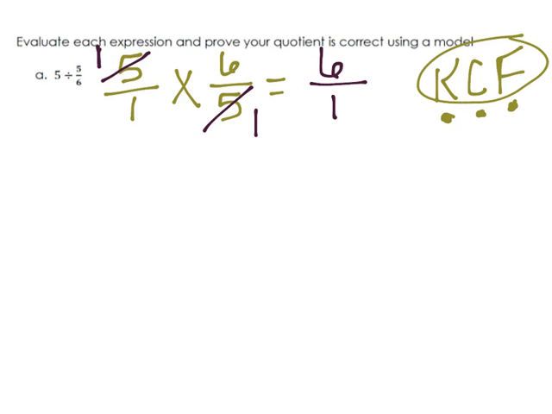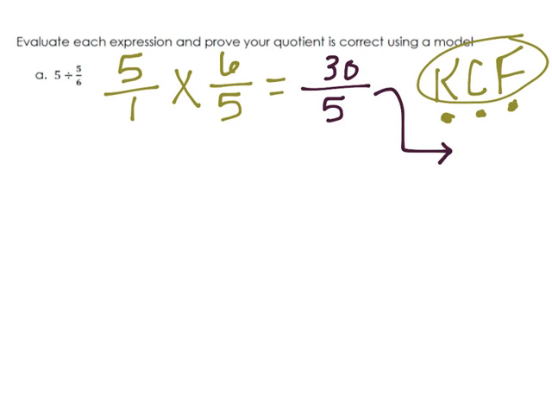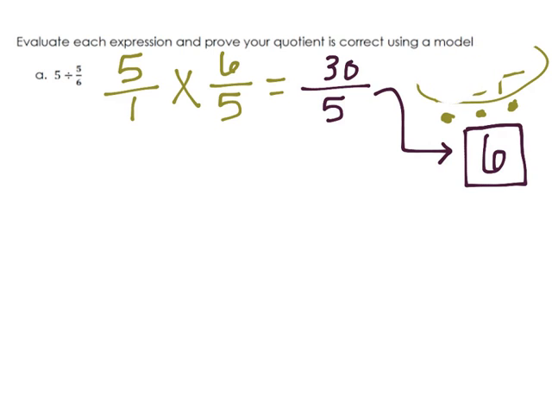Let's say you're like, Miss Bryce, I'm not positive how to cross simplify. We haven't had enough practice. Totally fine. We will practice more throughout this year. So let's back up. 5 times 6, just multiplying straight across, is 30. 1 times 5 multiplying straight across is 5. If I have the fraction greater than 1 of 30/5, I know that I can divide my numerator by my denominator and find that my quotient is the whole number 6. Okay, so either way we found our quotient of 6, and now I'm going to use a model to prove that my quotient is correct.